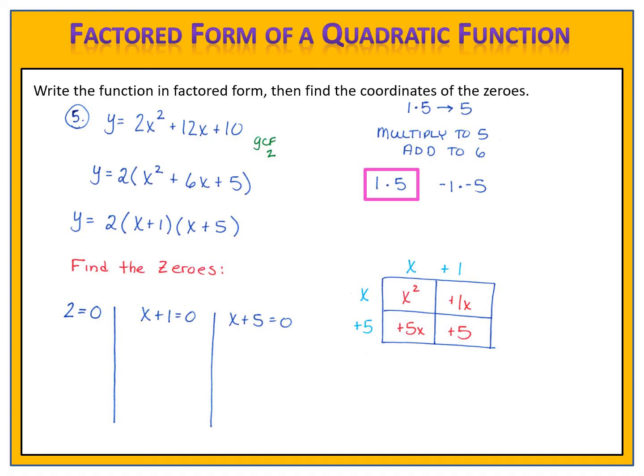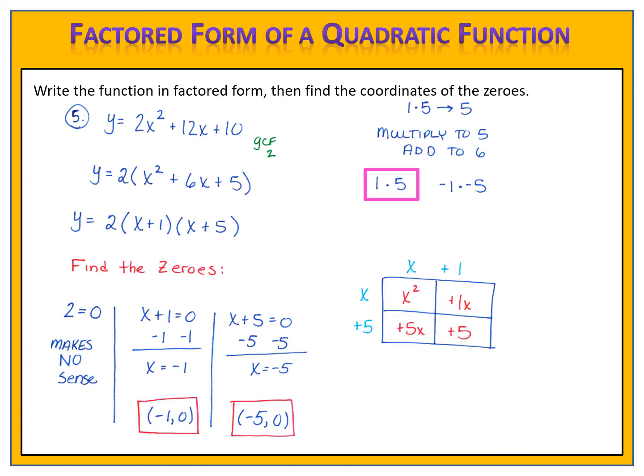2 equals 0. That makes no sense, so there is nothing here to work with. We move on. The second factor, x plus 1, we subtract 1 from each side, and we have x equals -1. We now know the location of our first 0. X plus 5, we subtract 5 from each side of the equation, and we have x equals -5. That's the location of my second 0. So I have zeros at (-1, 0) and (-5, 0).